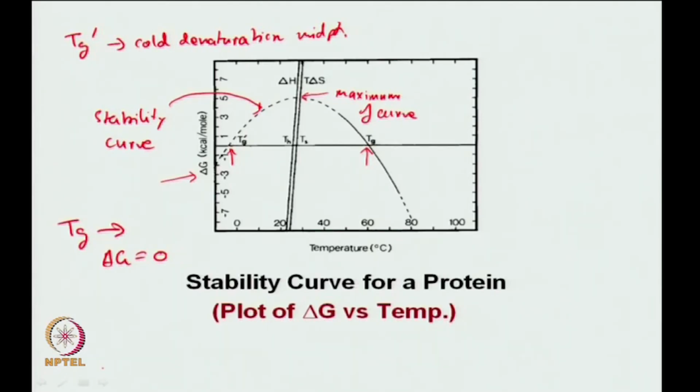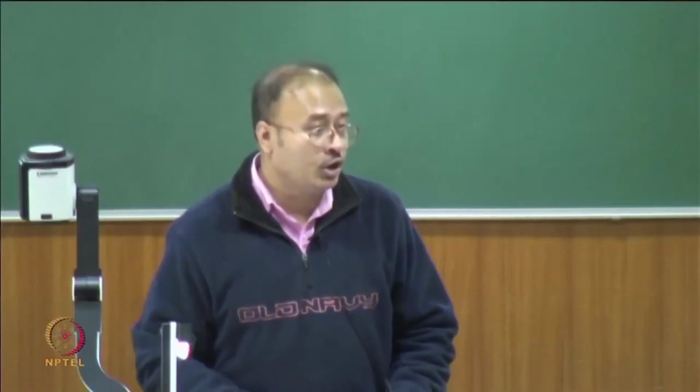For example, if you would look at the stability curve, which is this plot of again delta G versus temperature, there are 2 points at which the stability curve cuts the 0 line. So, this is the 0 line. So, there are 2 points. When delta G is equal to 0, that means K, the equilibrium constant, is equal to 1. What it means is that you have equal concentration or equal number of unfolded molecules and folded molecules, right, and that is referred to as the midpoint of any transition.